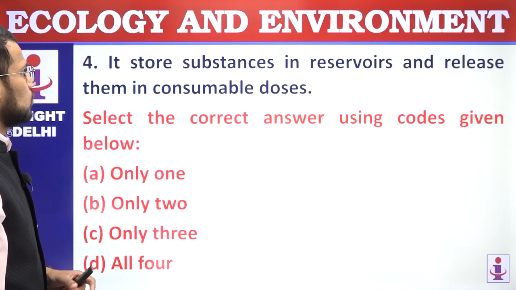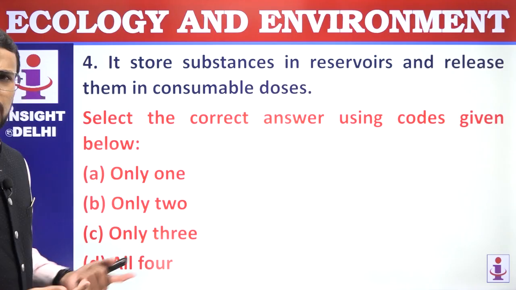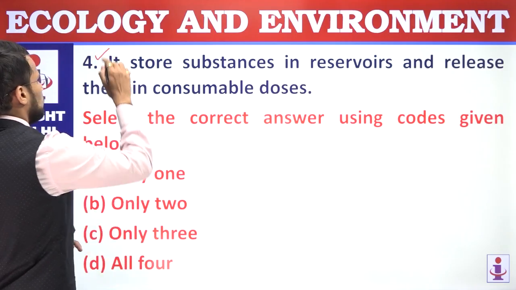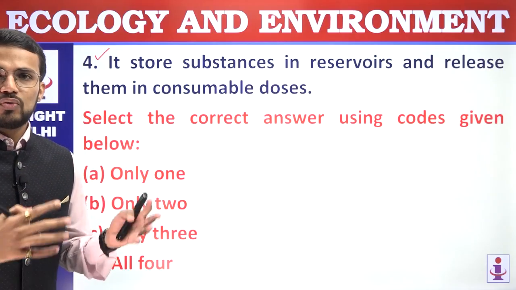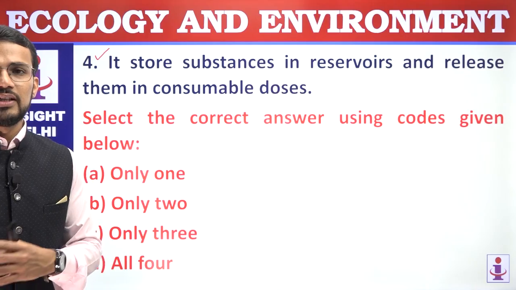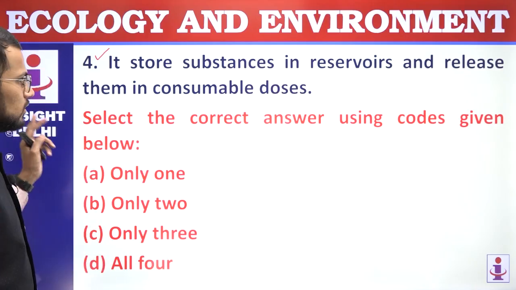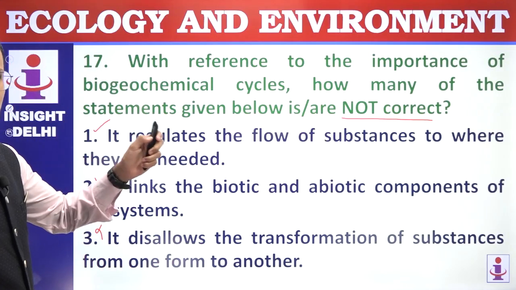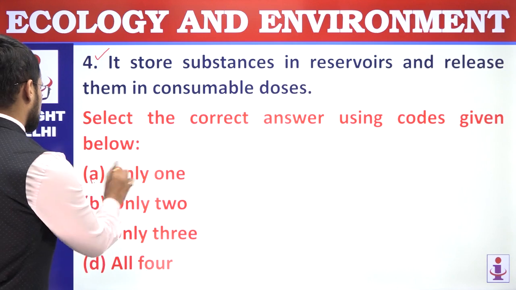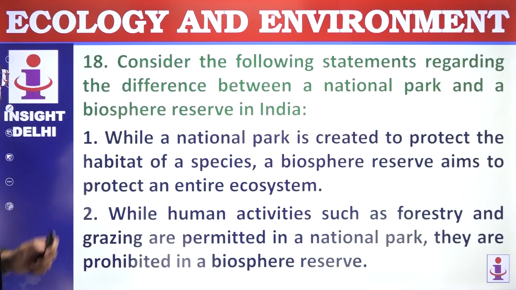Fourth, it stores substances in reservoirs and releases them in consumable doses, right? So that is a correct statement. There are different reservoirs of nutrients, and from those reservoirs of nutrients, they are supplied to biotic components. So only third statement is incorrect. We are supposed to find out statements which are not correct, so only one statement is not correct, and that's why answer is A, only one. 17th question, answer is A.